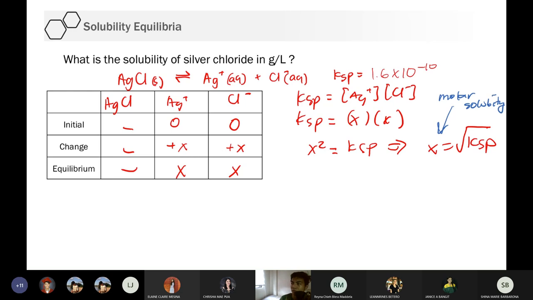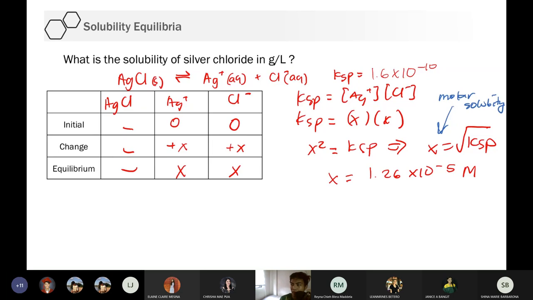Okay. So yan. Yan ay molar solubility. So let's solve for that. Square root lang yan ng KSP. Pindutin na lang sa calculator. Times 10 raised to negative 10. So the molar solubility of silver chloride is 1.26 times 10 raised to negative 5 molar. So that is the molar solubility na. Diba? Direct lang. Yun na yun.